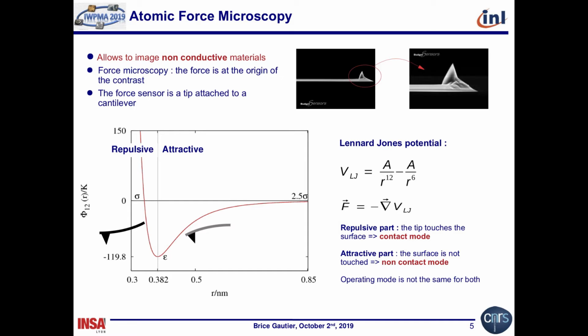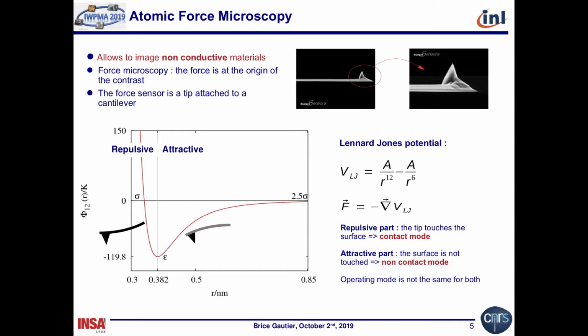And if you want to describe the interaction between the surface and the tip, what you have at your disposal is the Lennard-Jones potential. So this describes the attractive interaction and repulsive interaction between the tip and the surface. And then you have the choice.